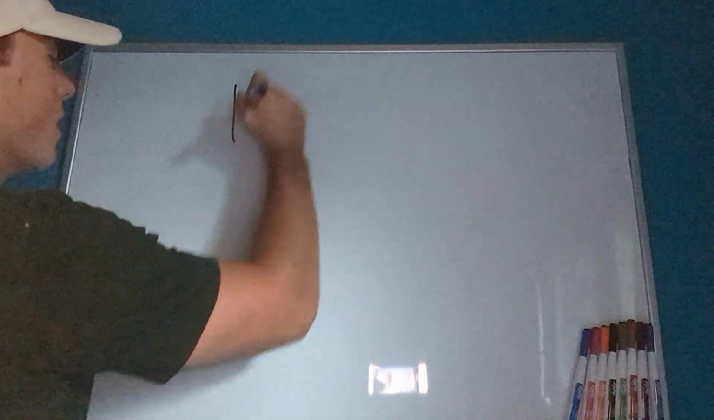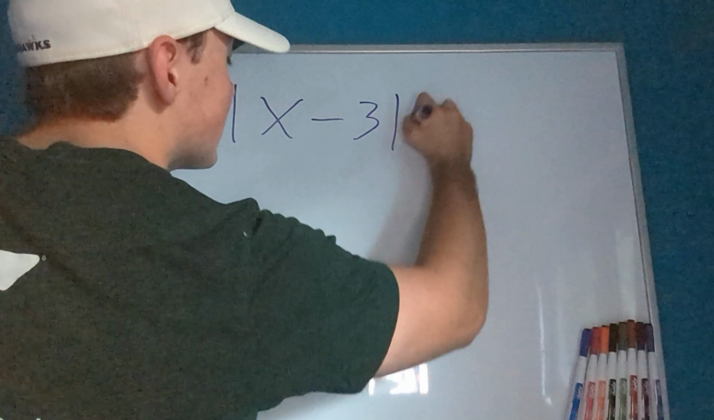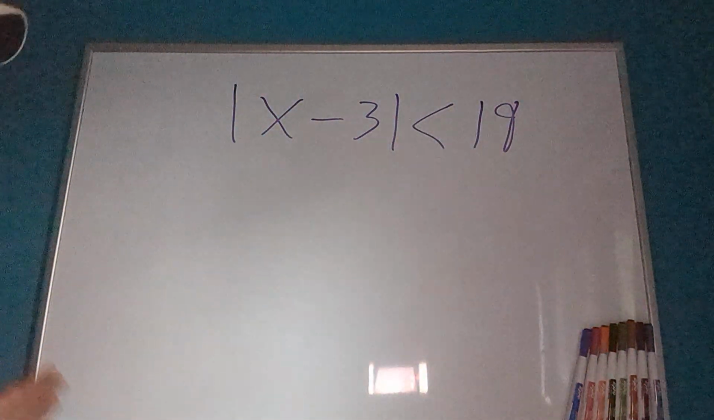Today, let's talk about how to solve absolute value inequalities. So let's get started. Let's say we have the absolute value of x minus 3 is less than 19, right? How would we solve something like this?